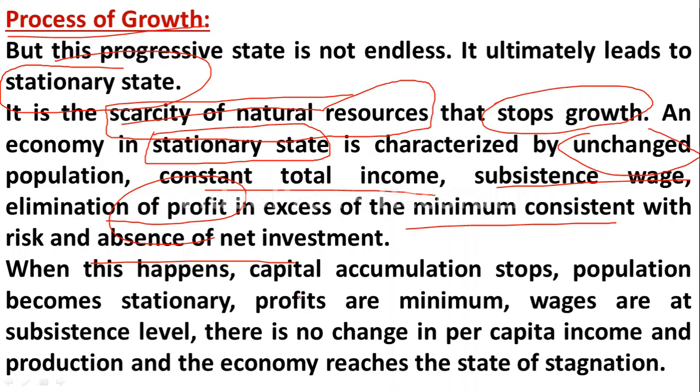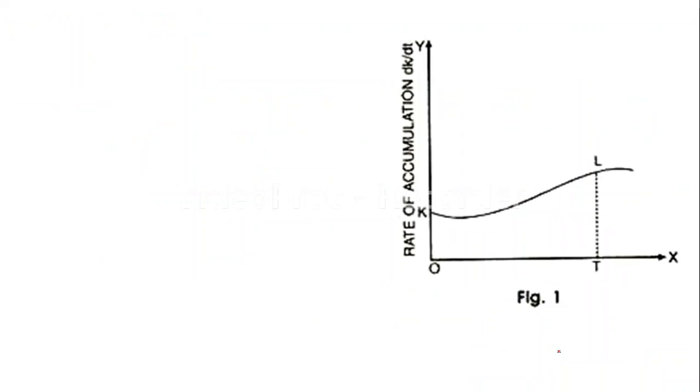And when the country reaches the stationary state, capital accumulation is going to stop, population is going to increase, profits are very minimum, wages are at subsistence level, and there is no change in the per capita income and production, and the economy reaches the state of stagnation. So this is the progress of economic growth according to Adam Smith.